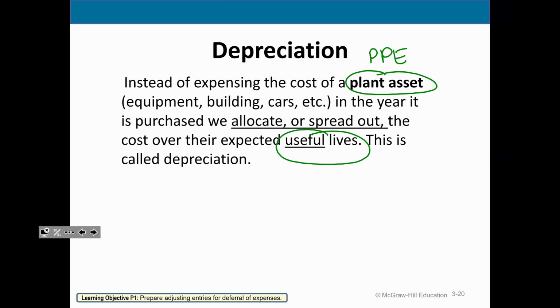So usually the IRS gives us a bunch of options. Furniture and fixtures is usually 10 years. Computers are 3 to 5. Servers, especially blade servers, are like 5 to 7. Building is usually 30 or 50. So that's your useful life.